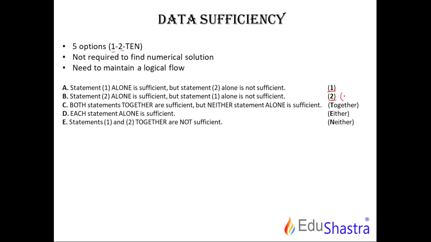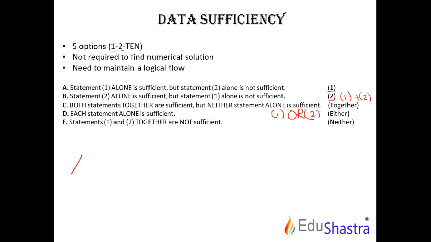Together essentially means 1 plus 2, where you combine both the statements, and only on combining your problem can be solved, means it is sufficient as an information. D would imply 1 or 2. So that is why it is either, where either statement alone is sufficient. Statement E is neither, when none of the given statements can be used to solve the given problem. So basically, what you need to do is maintain a logical flow. We will understand very quickly how.